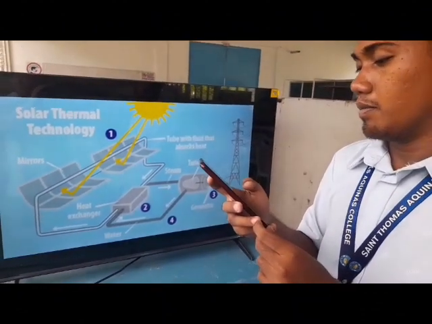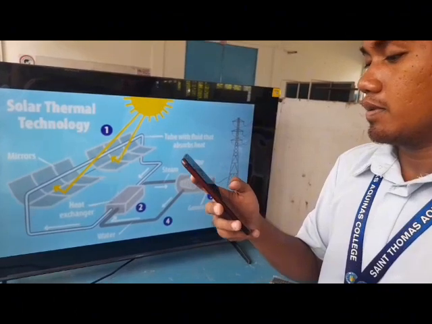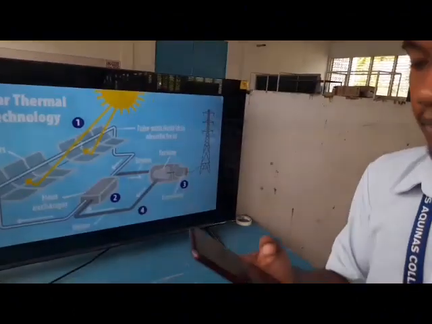Water or air may be used for cooling depending on the specific design of the system.